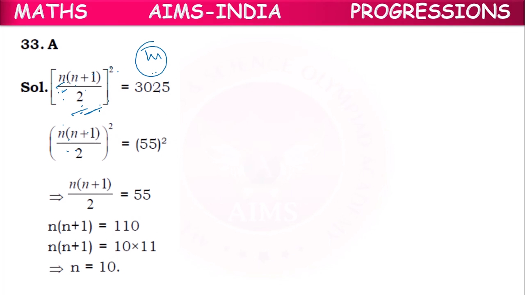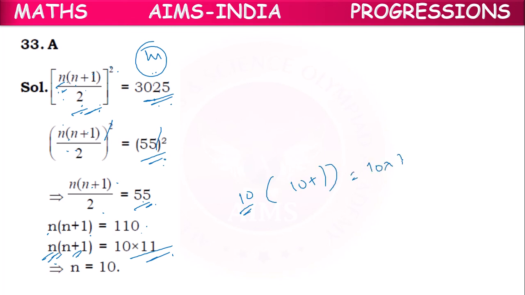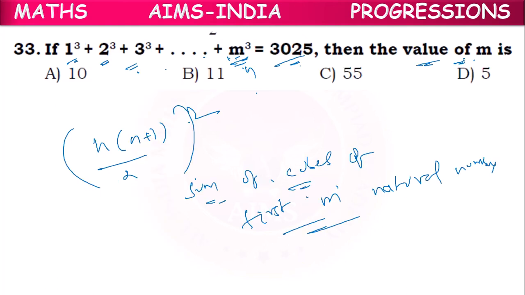So n into n plus 1 by 2 whole square equal to 3025, which can be written as 55 whole square. Both sides squares get cancelled. N into n plus 1 by 2 equal to 55. N into n plus 1 equal to 110. Means n into n plus 1 equal to 110 can be written as 10 into 11. Means in the place of n, we should have 10. So 10 into 10 plus 1 equal to 10 into 11. So n value is 10 here, m value also equal to 10. Means this sum of cubes up to 10 cube, if we take the sum, that will be equal to 3025.